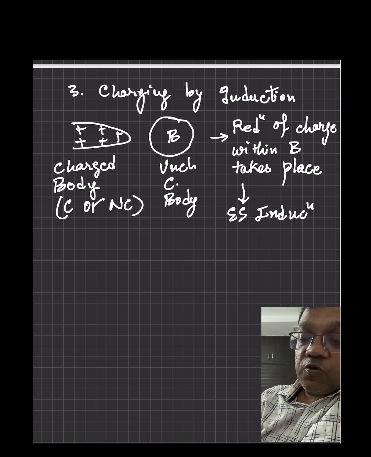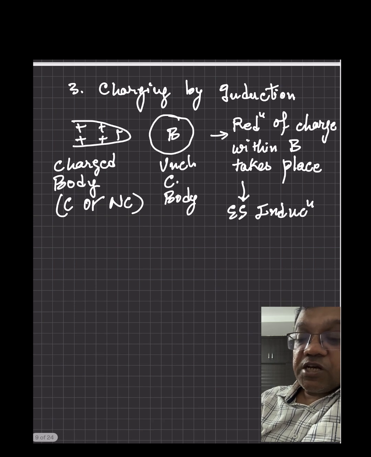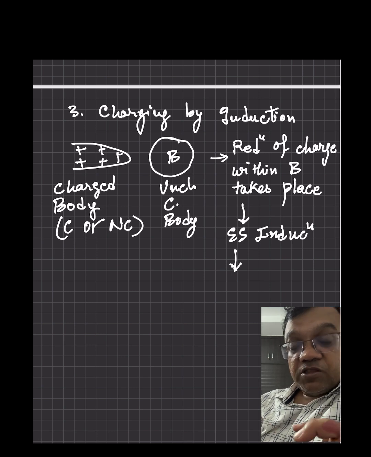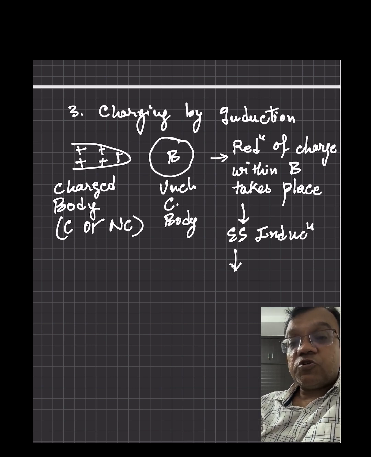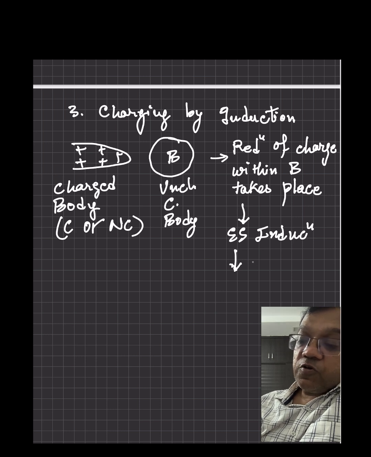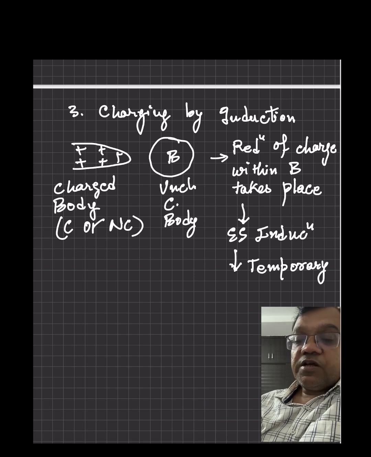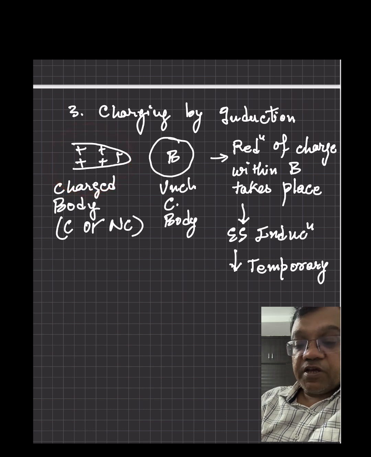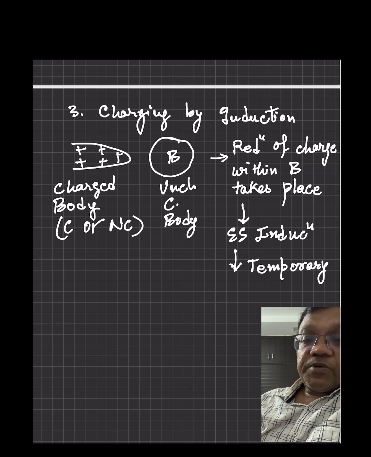You see, up till now no net charge has been given to B. The net charge on B is still 0. Only the redistribution has taken place. This phenomenon is temporary. Why are we calling it temporary? Let us say I take this body away. When this body is removed, the redistribution that has happened will disappear. That's why it is a temporary phenomenon. Right? Up till now, charging is not over.